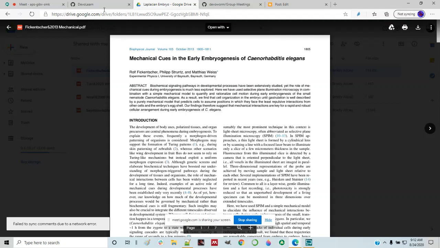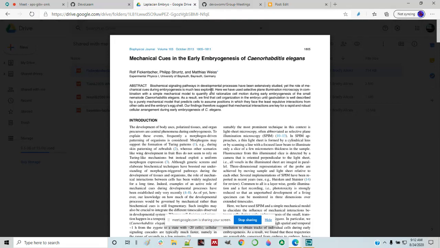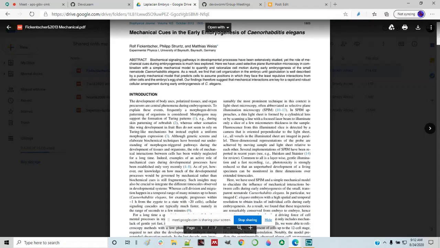Wittgenstein and Strunz and Weiss. This is the group from Germany, I take it. This is mechanical cues in the early embryogenesis of C. elegans. Biochemical signaling pathways and developmental processes have been extensively studied, yet the role of mechanical cues during embryogenesis is much less explored. Here we have used selective plane illumination microscopy in combination with simple mechanical models to quantify and rationalize cell motion. So they're doing a similar thing to the cell tracking with microscopy images where you have a movie.